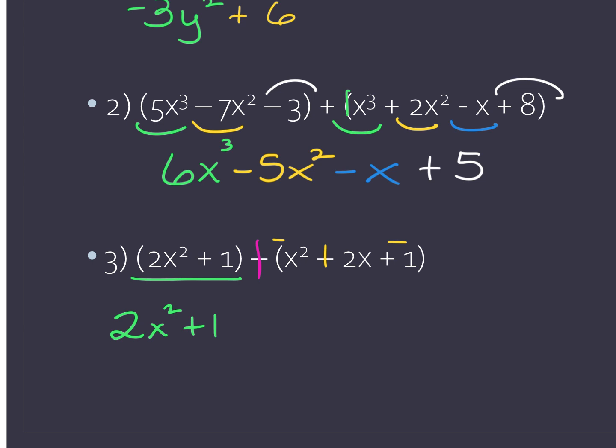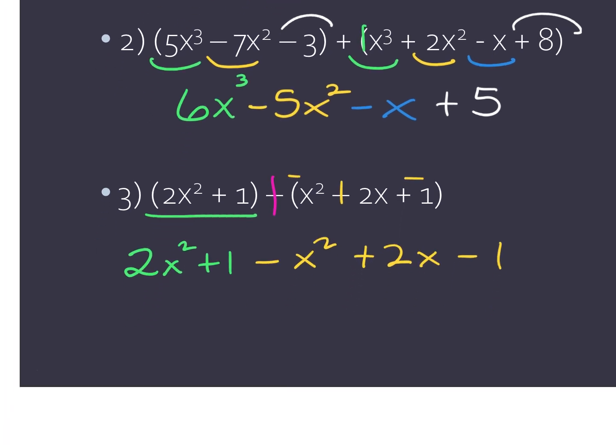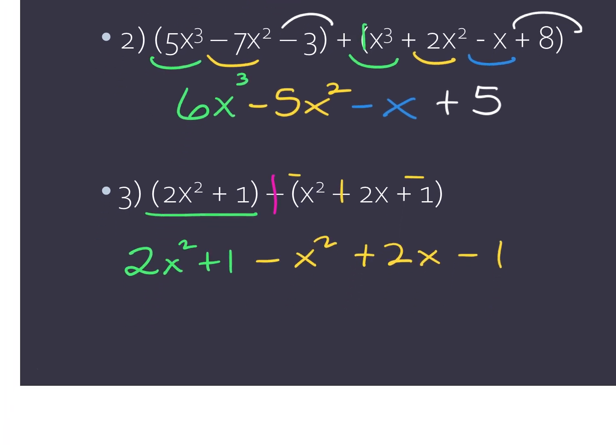So really what I'm doing here is now minus x squared plus 2x and minus 1. And now I look for like terms to combine. If you do not do this keep, change, flip, and let's say there's nothing to combine with something, the sign could end up being wrong. So for example, you're going to see this with the x term. Now I do have like terms here with my x squareds. And again, you assume there's a 1 here.